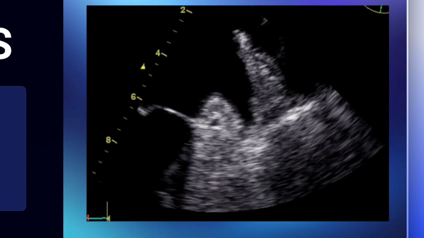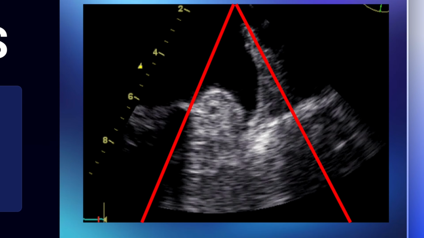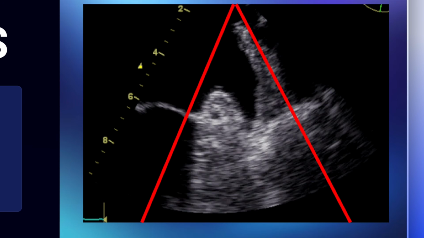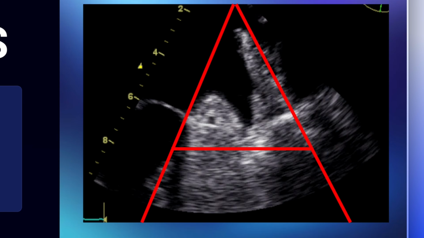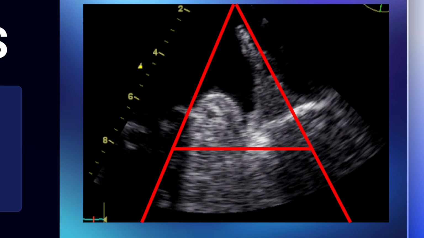The first is narrow your sector width. Just look at what you need to look at. Ignore things outside the image. This will increase your resolution. Make sure the depth is no deeper than the left atrial appendage.